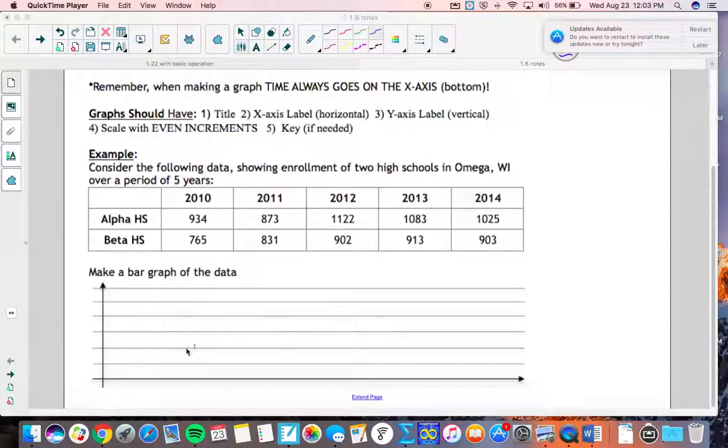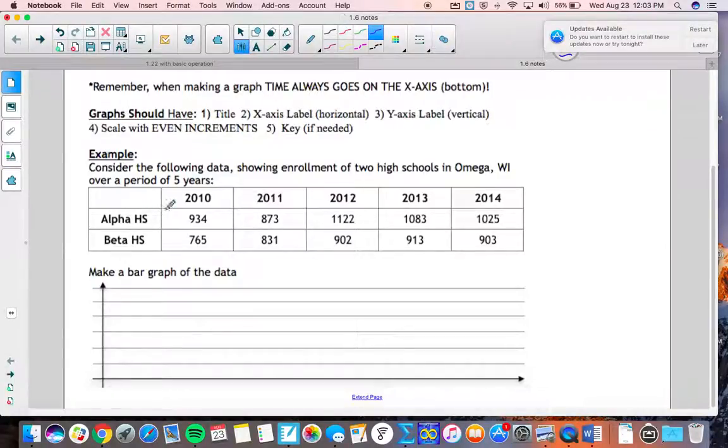So here I'll actually show you where a key could be used. Here I have some years. Well, I should read the directions. It says consider the following data showing enrollment of 2 high schools in Omega, Wisconsin over a period of 5 years. So these are 2 high schools. These are the populations. Say I choose to plot Alpha High School here.